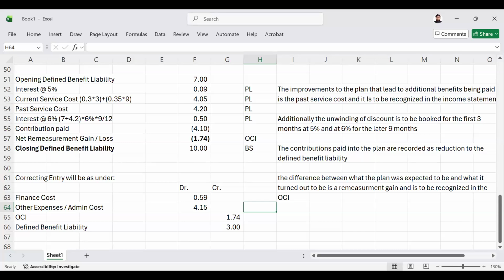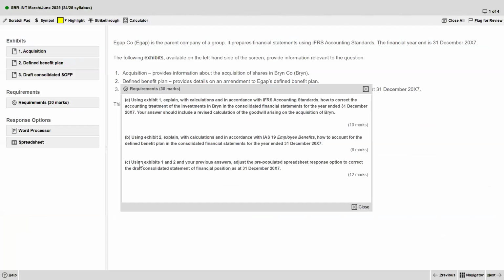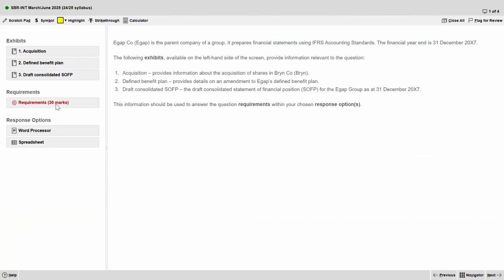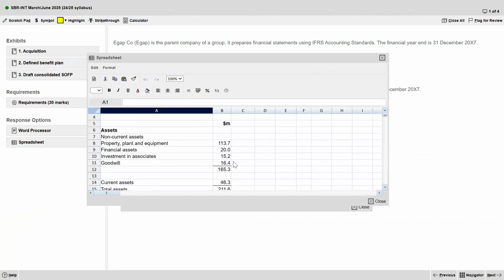Now let's move a bit forward and let's talk further using exhibit 1 and 2 and your previous answer. Adjust the pre-populated spreadsheet response option. So what do you have to do? You have to adjust the consolidated statement of finance accordingly.